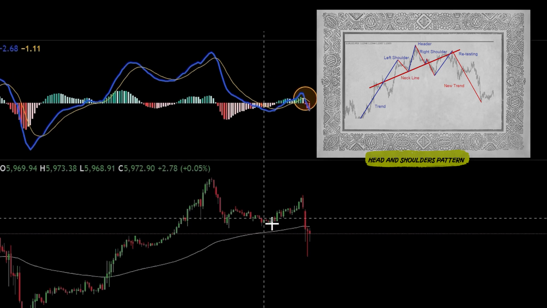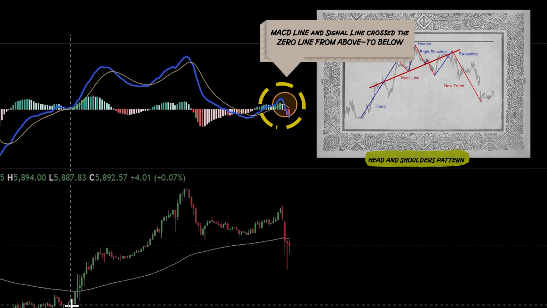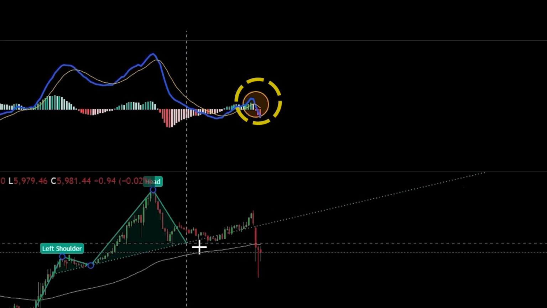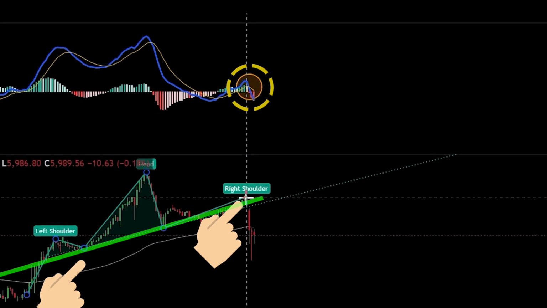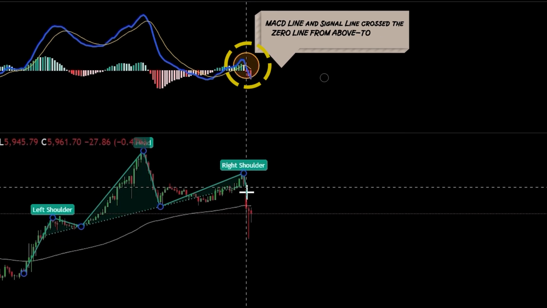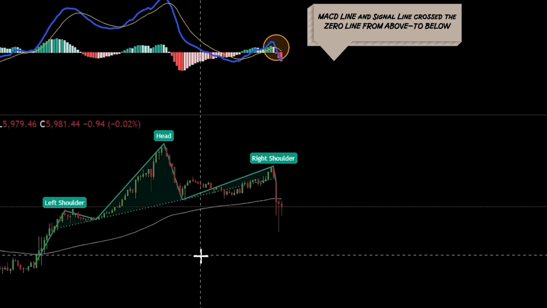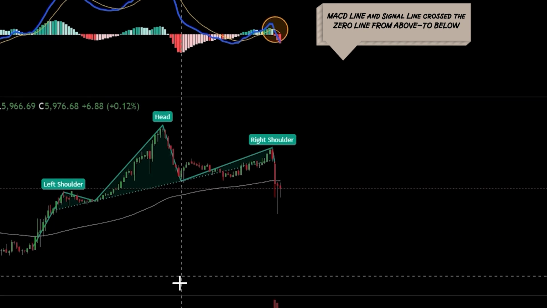So we have a crossover, the MACD line and signal line closed below the zero line from above to below. And we have previous crossover between the MACD line and signal line. So we define our pattern. We draw the head and shoulder pattern, and as you can see here, we have a neckline. The neckline must be broken along with the MACD signal to be sure of the price. You don't trade the MACD alone. There is no such thing, and you will end up losing.